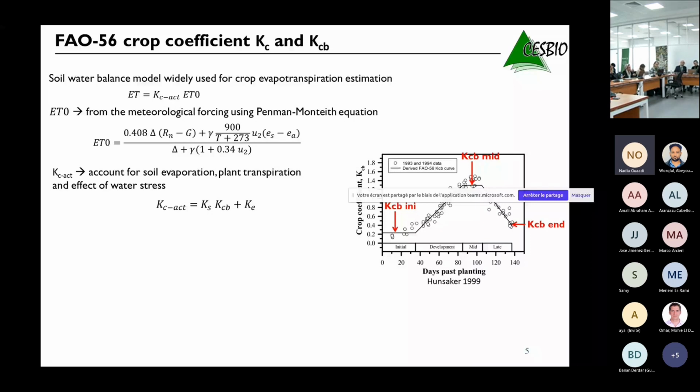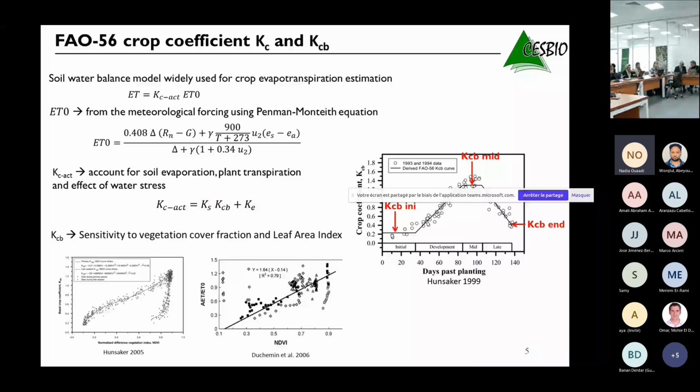It accounts for soil evaporation using the evaporation coefficient, and plant transpiration using the basal crop coefficient, which is corrected for the effects of water stress using a stress coefficient. In this study, we are interested mainly in the basal crop coefficient, which is shown to be sensitive to the vegetation cover fraction and leaf area index.